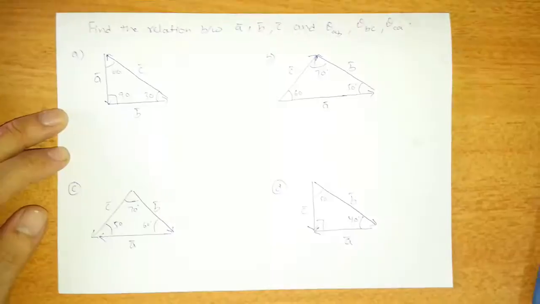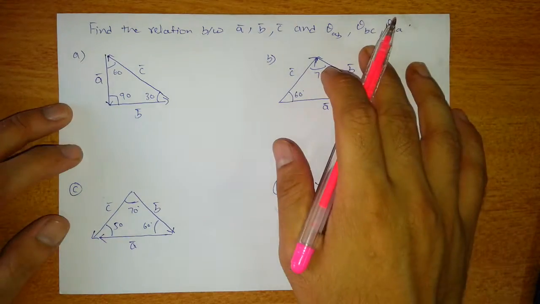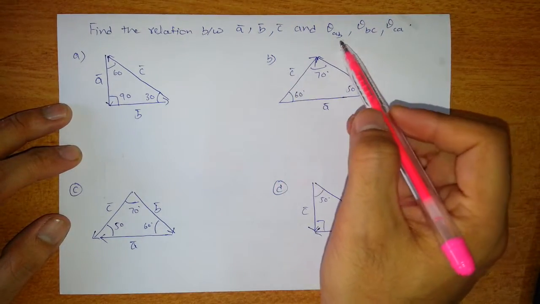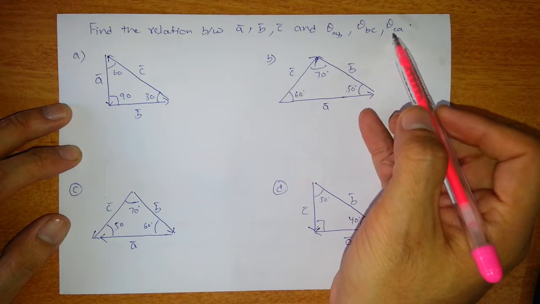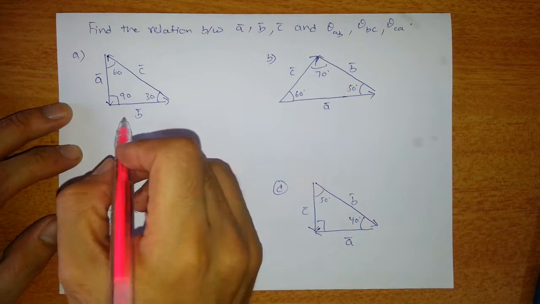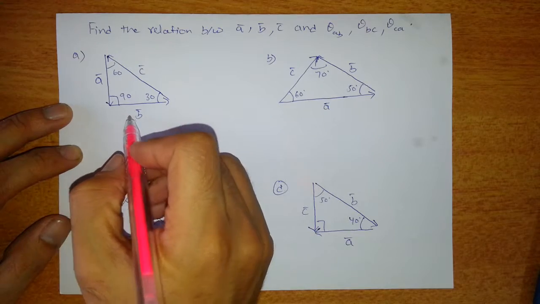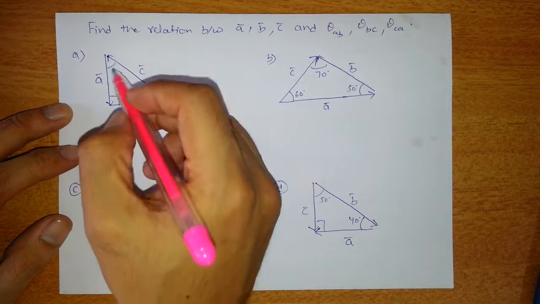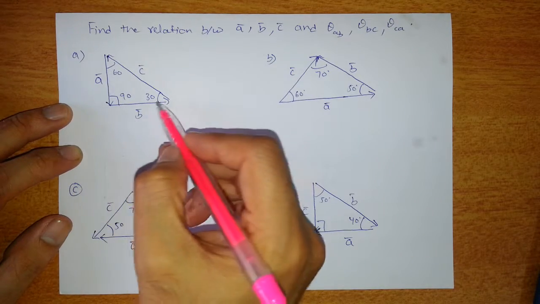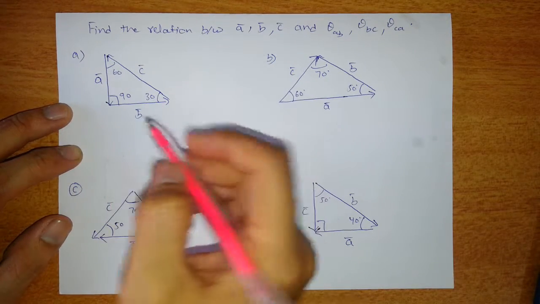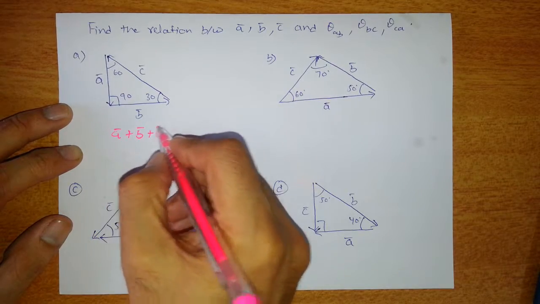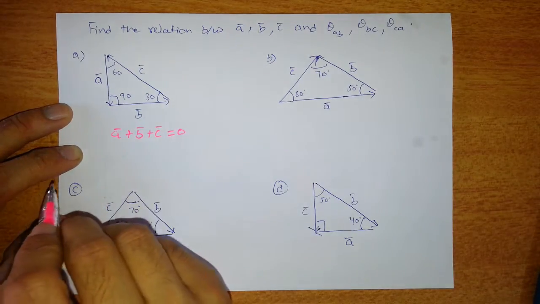Okay. In these examples, we have to find the relation between vector A, B and C and the angle between them: theta AB, theta BC, theta CA. So let's look at the first example. In this, we have to find the relation between A, B and C. As we can see, A plus B plus C will give you 0. They are forming a closed triangle in an order. We can say this is 0.